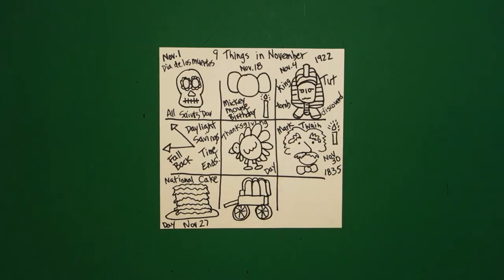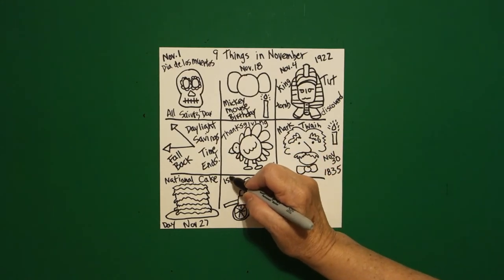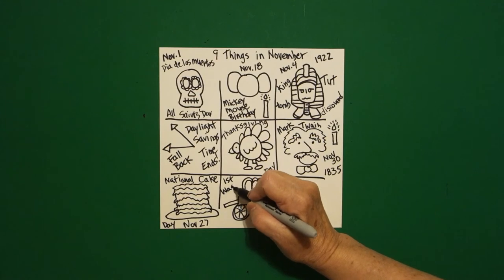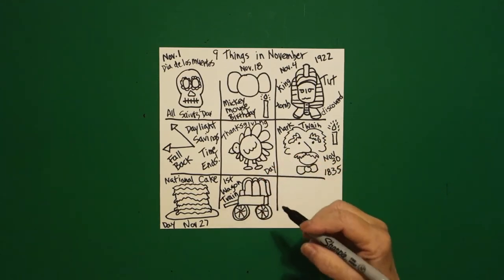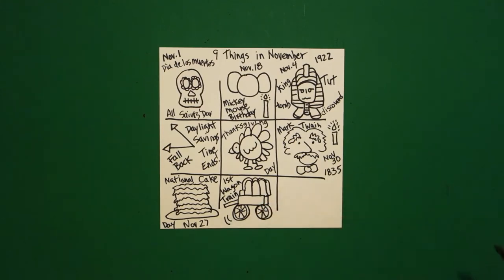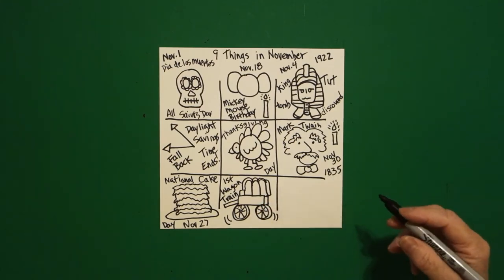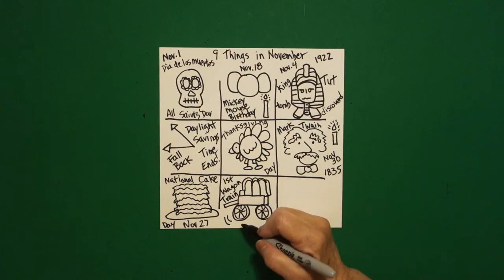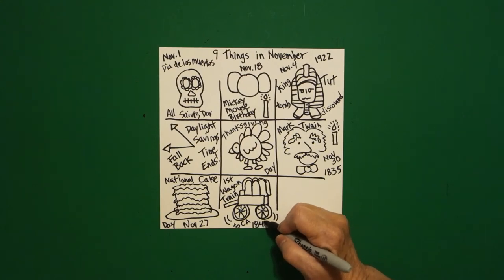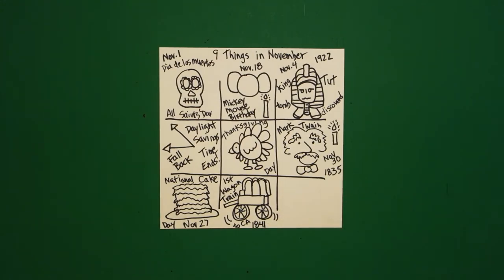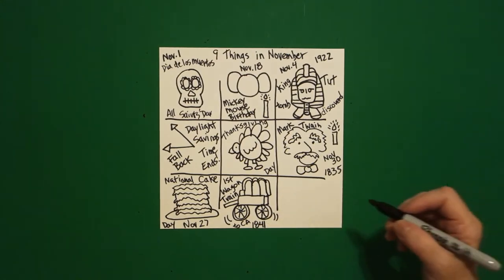There, okay. This is the first wagon train. Wagon train. So we want it to move. Two little curve lines, two little curve lines. Where were they going? They were going to California in 1841. Major trip. All right, last one.